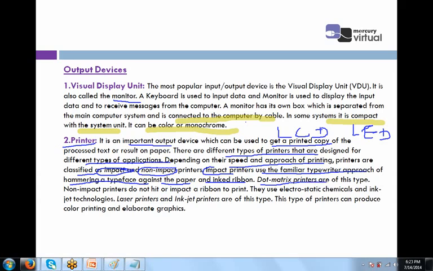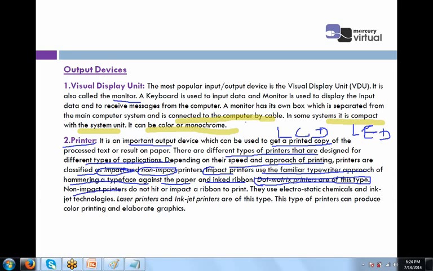Dot matrix printers are of this type. This is a category of impact printer. There are different categories of impact and non-impact, but in this slide there is only one category because today is only the introductory class, not the full-fledged class. Introductory means just an overview of the basic concepts, just the basic designing of the computer.